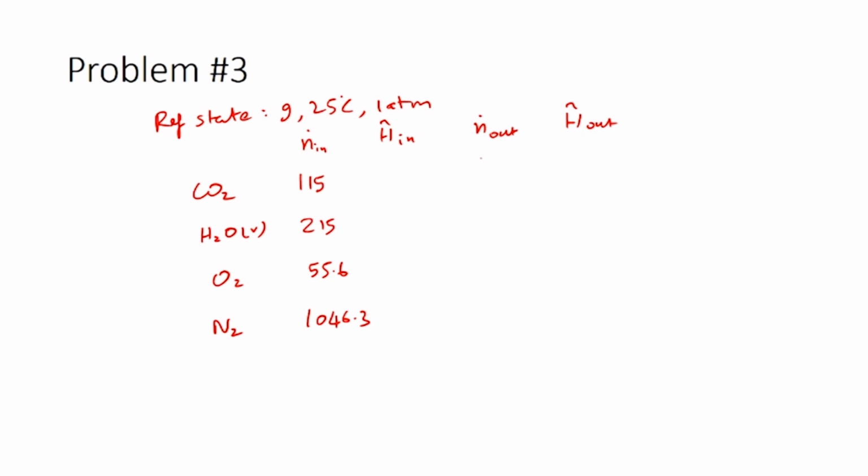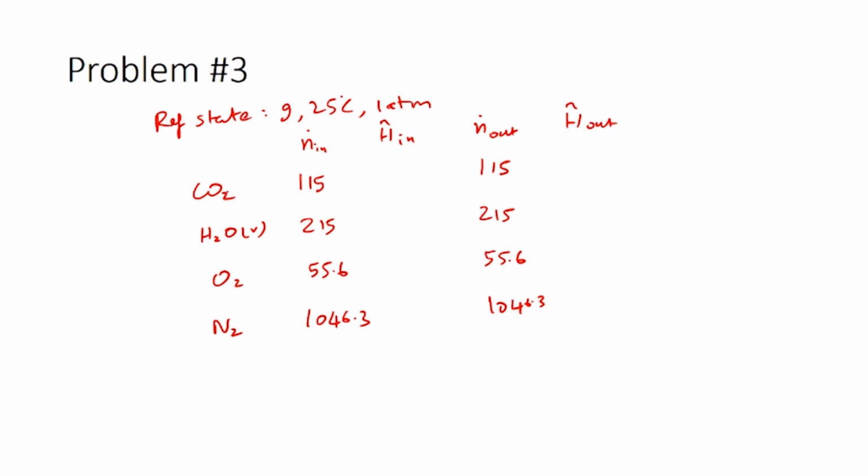So, the outlet condition would also have the same components, 115 moles of carbon dioxide, 215 moles of water vapor and 55.6 moles of oxygen with 1046 moles of nitrogen. So, we now have to find out the enthalpy values for all these terms.